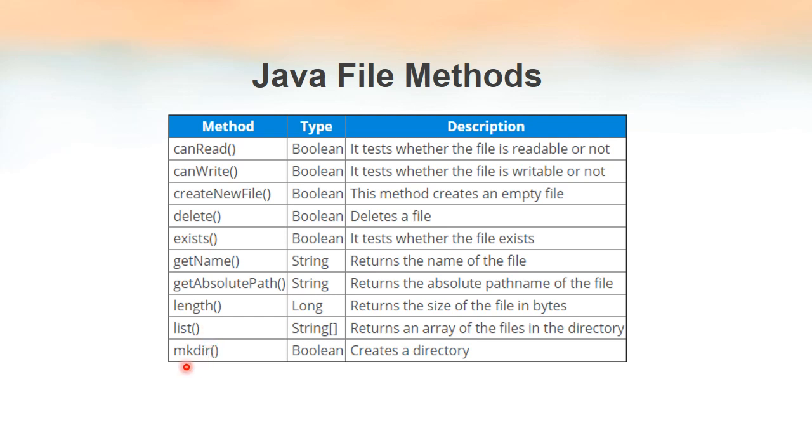And if you want to make a new directory, we can make use of mkdir method. This term mkdir you might have heard about. We have used this in our Linux as well as in our command prompt to create directories. So this method also returns either true or false depending upon whether the creation of directory was successful or not. And always remember, all these methods are inside the class File.